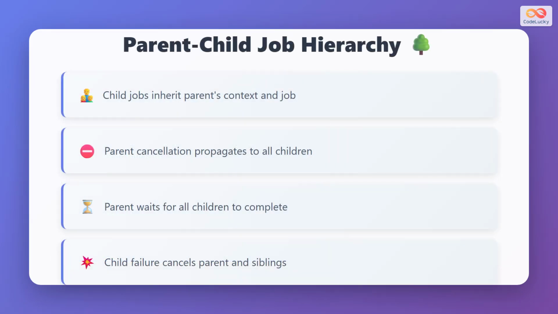One of the most powerful features of the job interface is how it handles parent-child relationships. There are 4 critical behaviors to understand. First, child jobs automatically inherit their parent's context and job. Second, when you cancel a parent job, that cancellation automatically propagates to all its children, canceling them as well. Third, a parent job always waits for all of its children to complete before it considers itself complete. And fourth, if a child job fails with an exception, it cancels the parent and all sibling jobs. This structured concurrency ensures that your coroutines are properly managed and cleaned up, preventing resource leaks and making your asynchronous code much safer and more predictable.